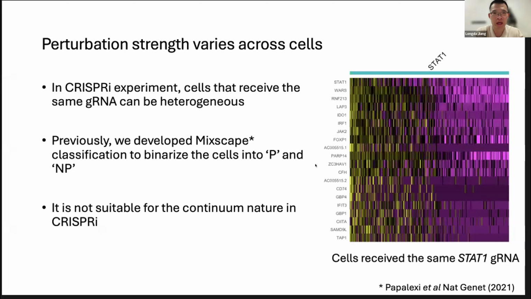So after obtaining our datasets, we soon noticed something very interesting. As demonstrated in this heat map, the cells that receive the same guide RNA can have very different perturbation responses. Some are strong, some are moderate, and some are weak. Previously, for the CRISPR knockout experiments, our team developed a method called mixed-gate to binarize the cells into perturbed and non-perturbed groups. However, these methods cannot account for the continuum nature in the CRISPRi experiments as in this study.